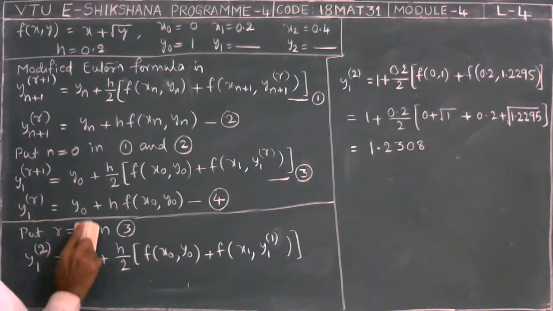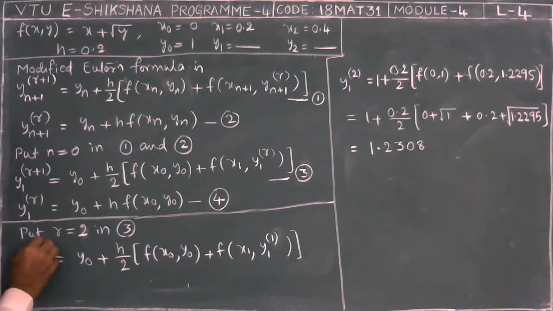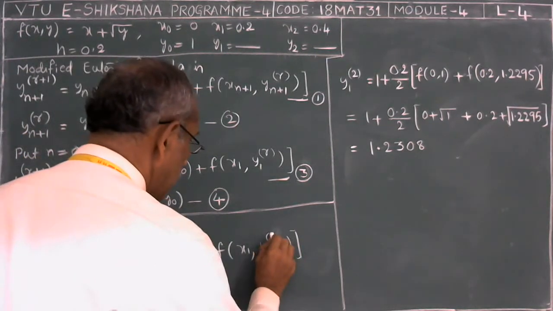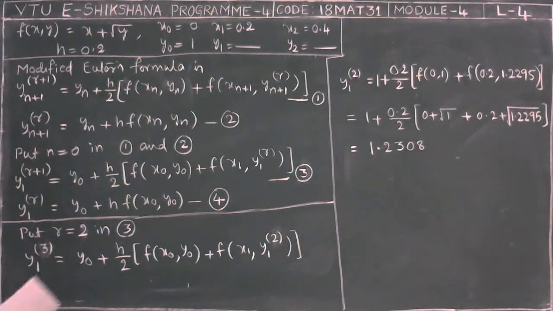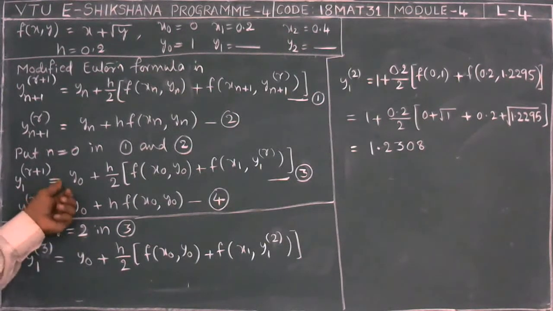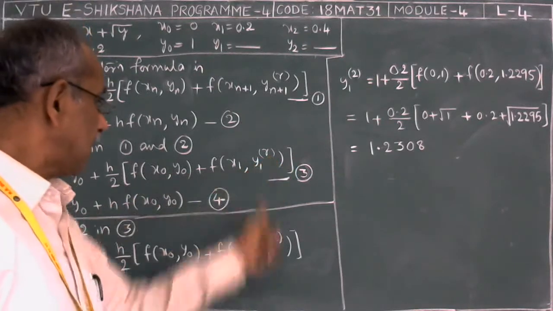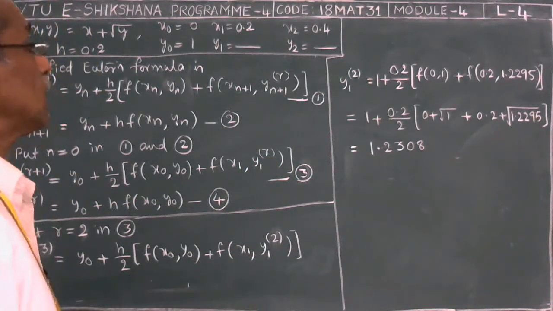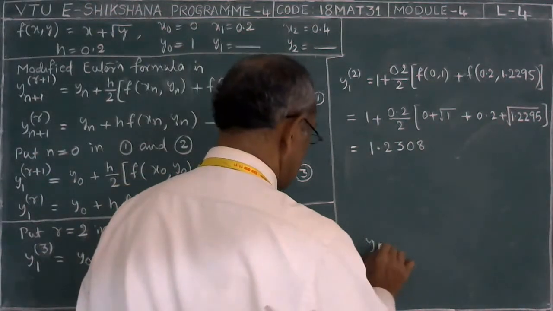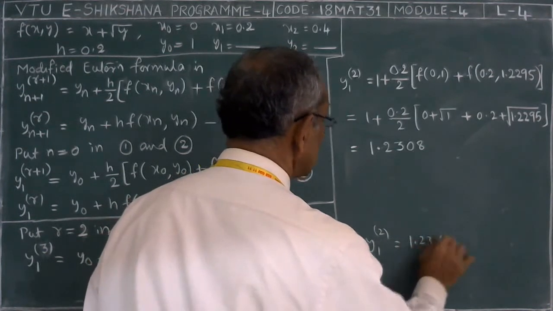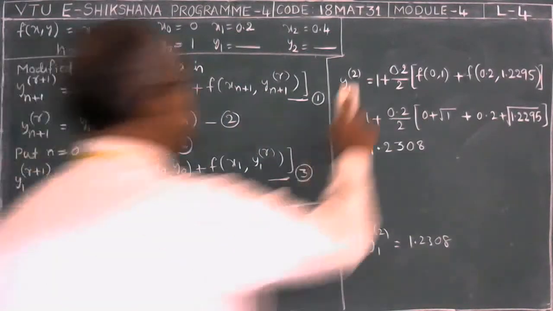Third iteration, you get by fixing r is equal to 2 in 3. So r plus 1, 2 plus 1, 3. So put r is equal to 2 in 3, y1 3, y0 plus h by 2, everything same, only we are changing the value of r, r is equal to 2. So what is y1 2? y1 2 is 1.2308, so I will just write here y1 2, 1.2308. Okay.